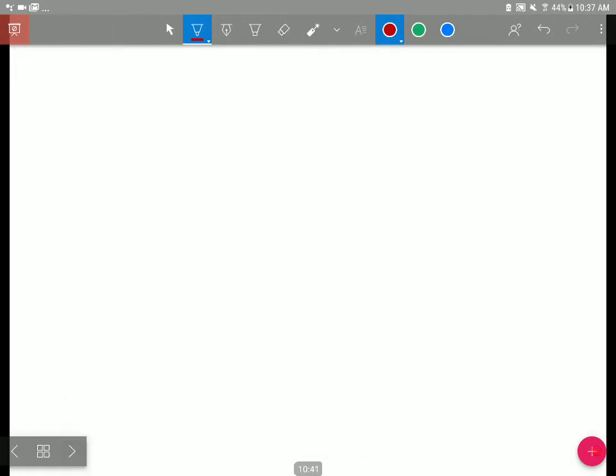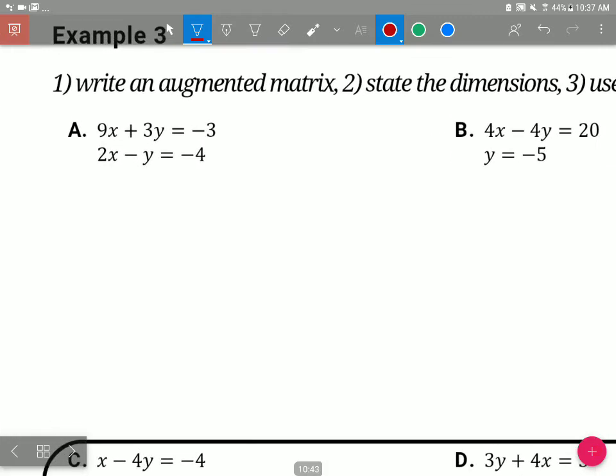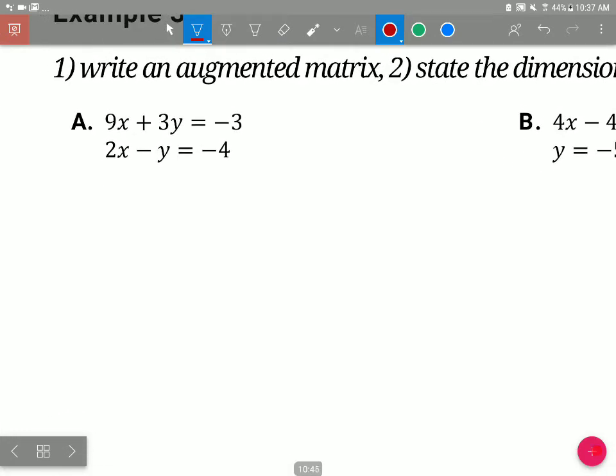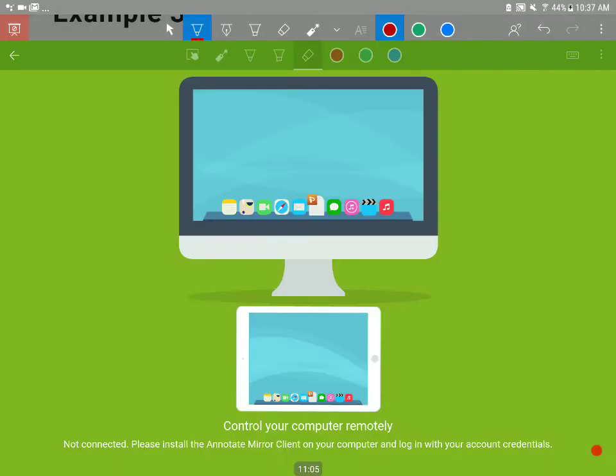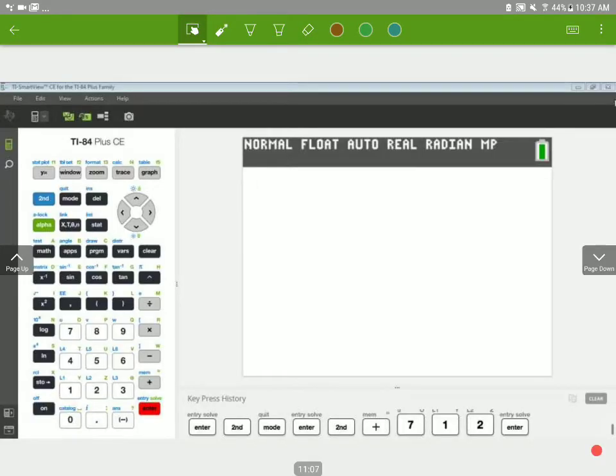So turn the page. Let's do this. Letter A. First things first. What would the matrix for letter A look like? Just start and go across. 2, -1, -4. Good. Cool. All right, grab your calculator. Everybody grab a calculator. And let's put it in.